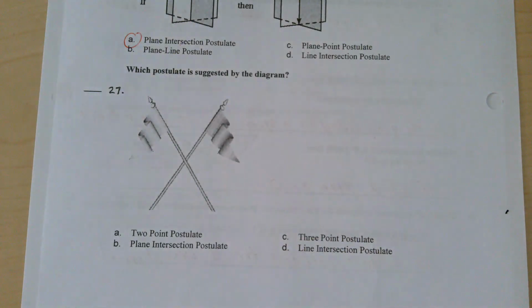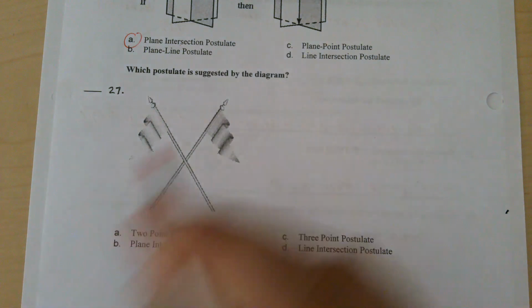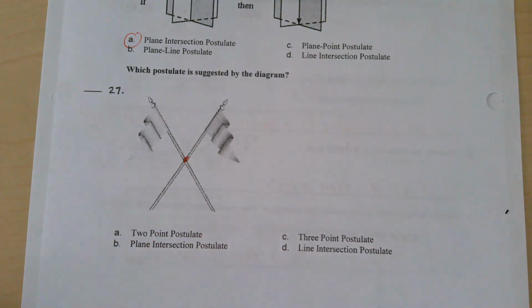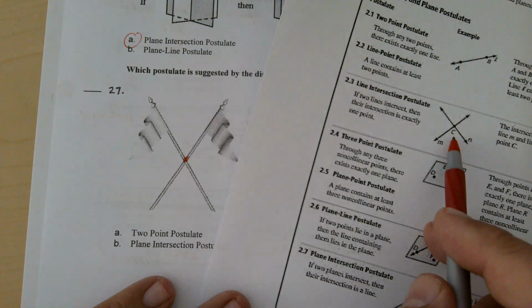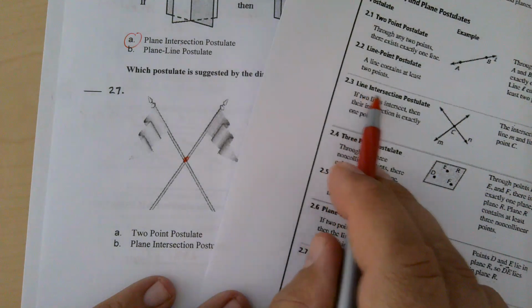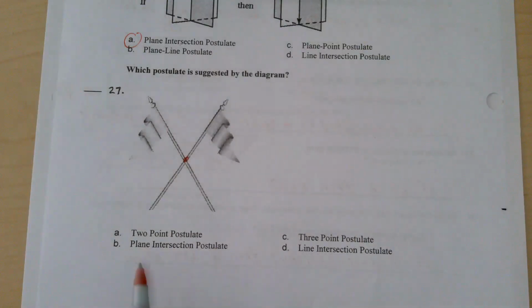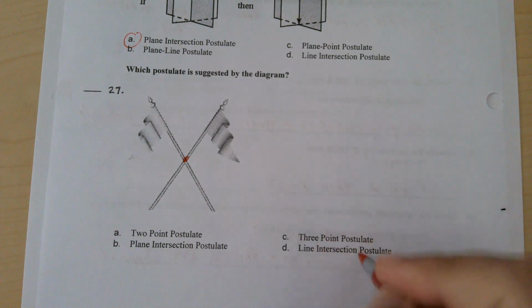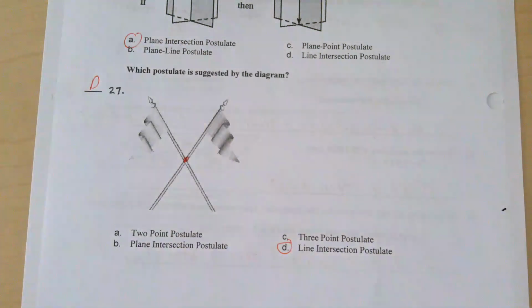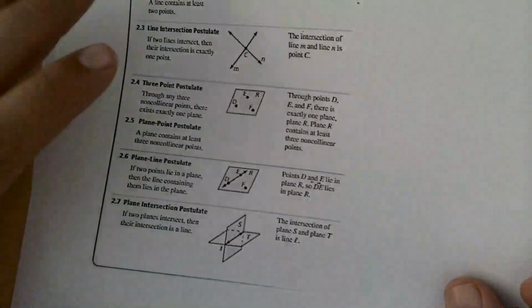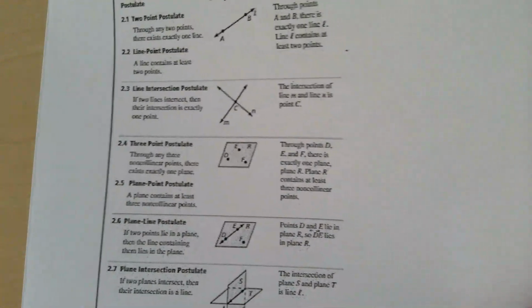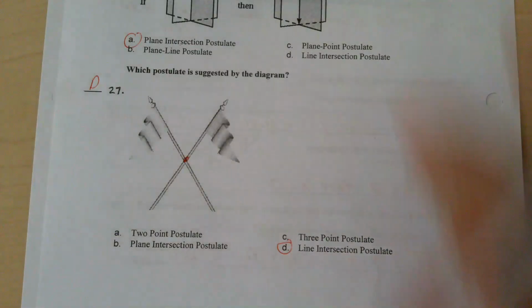Here, this diagram is suggesting that we have 2 lines that are intersecting, and when 2 lines intersect, they form a point. So it looks like we're doing this one where 2 lines intersect at a point. That's the line intersection postulate. Again, these are pretty straightforward. Line intersection postulate, D. Hopefully those were really easy. And like I said, I am allowing you to use this during the quiz. It should all make sense, these postulates.